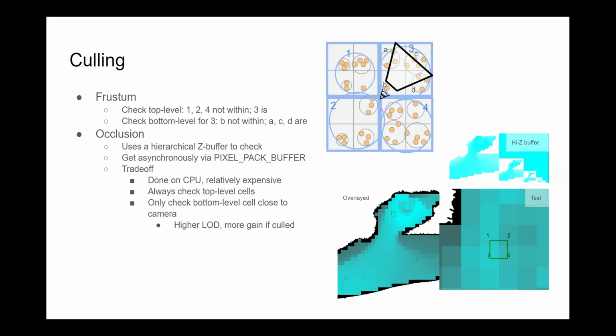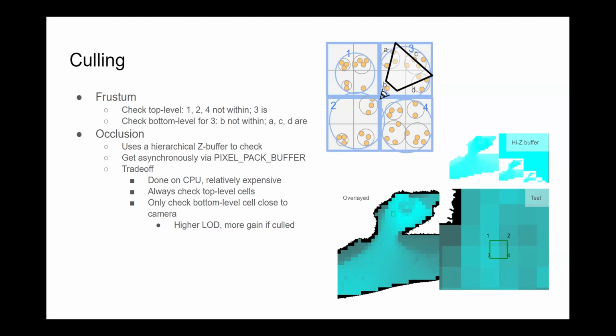With occlusion culling, we want to avoid rendering cells that are completely occluded by things actually rendered. So how do we know that something is occluded? We could render everything and check if any pixel of a cell shows up on screen, but then we wanted to avoid rendering everything in the first place. So what we do is use what we rendered in the previous frame and then reproject the cell bounding spheres to that point in time. For that, we use a hierarchical Z buffer that we get asynchronously and calculate on the GPU using the pixel pack buffer available in WebGL 2.